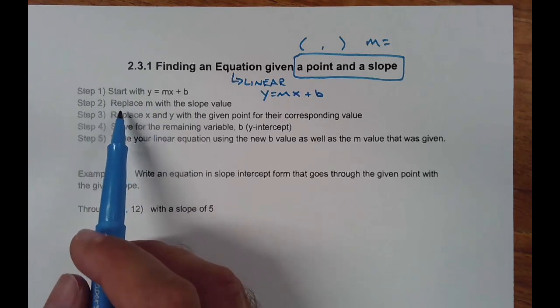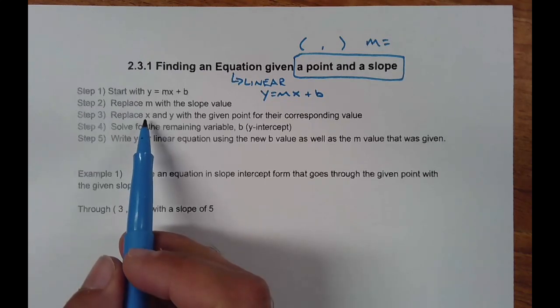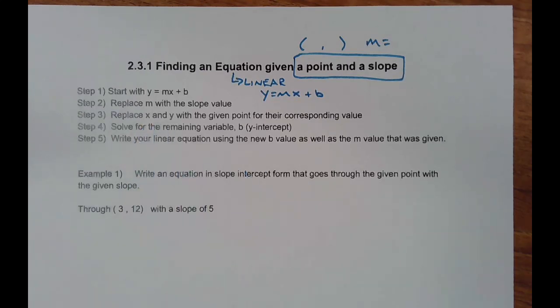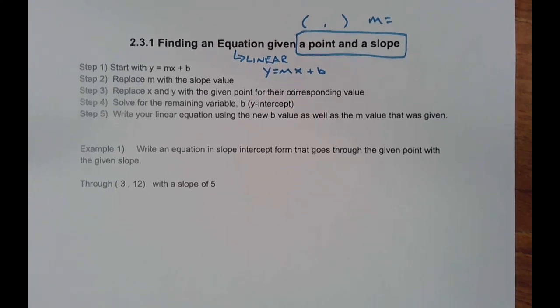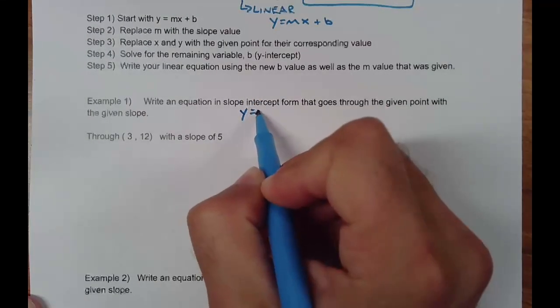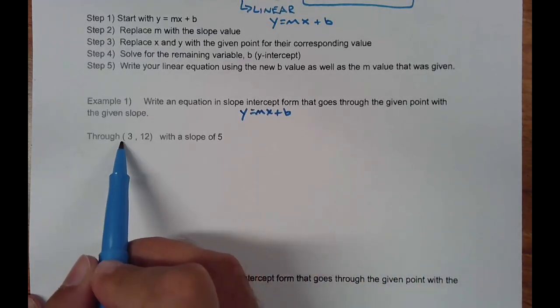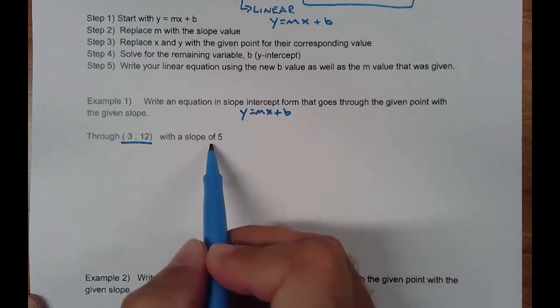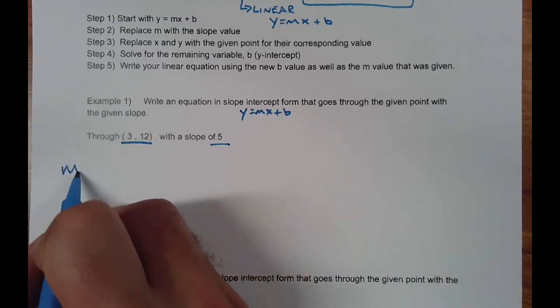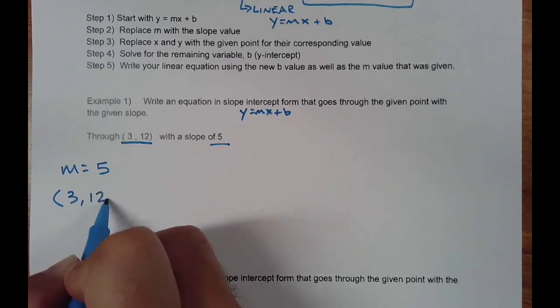Step 2 is we're going to replace both the slope and then the x and y with the given point. We'll solve for the remaining variable b and then write our final equation. So we look at example 1. Write an equation in slope-intercept form, y equals mx plus b, that goes through the given point (3, 12) with a slope of 5. So m equals 5 through the point (3, 12).